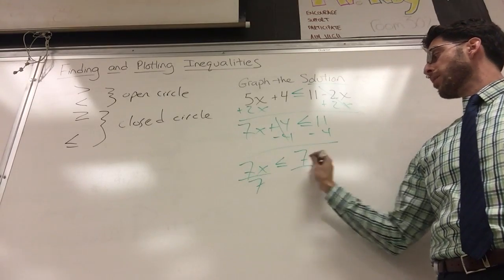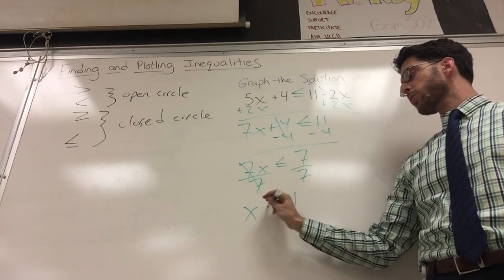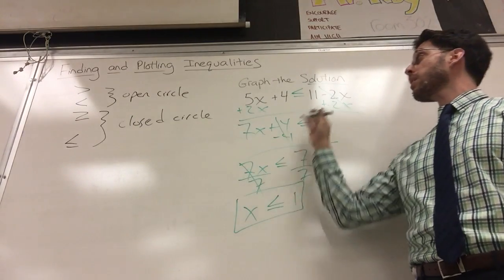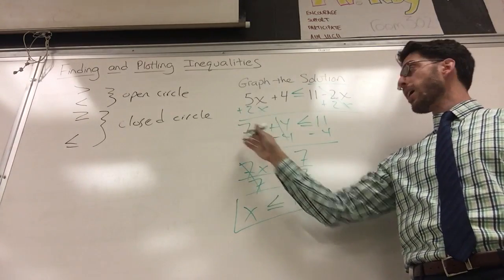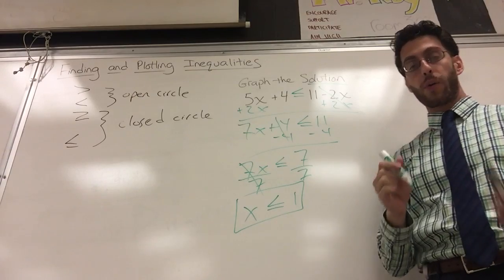Going to divide by 7 on both sides. And x equals 1, right? No, this is less than or equal to. X is less than or equal to 1. Steps are all the same. Bring your like terms to one side, additive inverse, divide by the coefficient. I got a solution. Now I got to graph it.